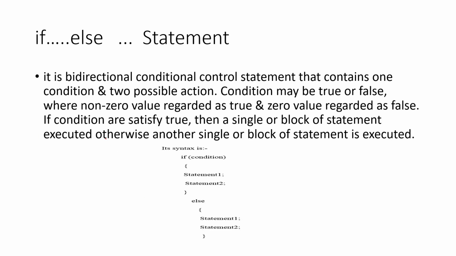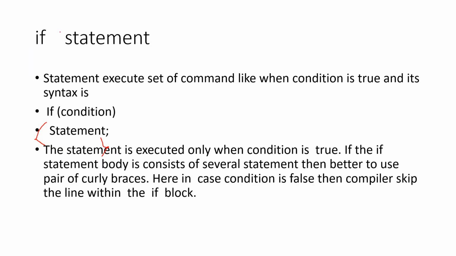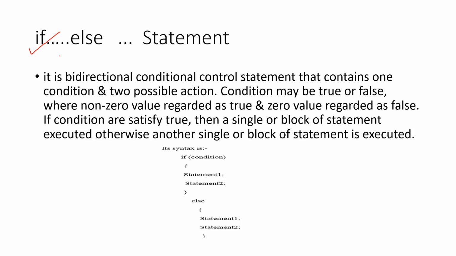Now I am talking about the if else statement. In the previous slide I gave you a simple explanation and example of the if statement. Now I am giving you the if else statement. If the condition is false, then what happens? It is a bidirectional condition control statement, which means that if the condition is false, then the compiler jumps to the else part, and then the else body will be executed.